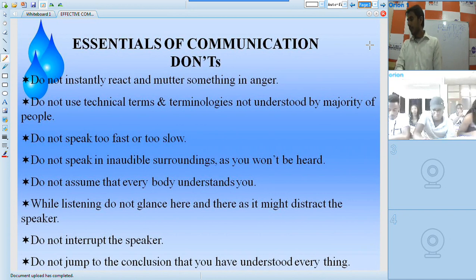So these are the points you need to maintain while communicating with others, especially in the hospital, with your co-workers, with your patients, the patient relatives and the other staff of the hospital. These two topics are very, very important: what you need to do and what you need not do while maintaining effective communication in an organization.